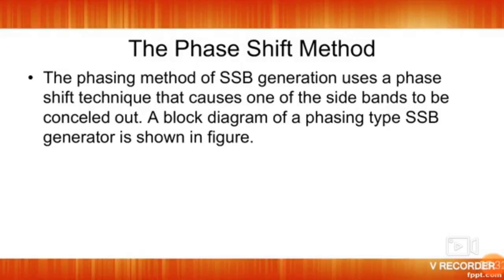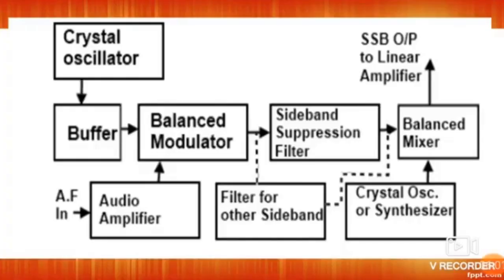The second type of SSB generation is by using the phase shift method. It uses a phase shift technique that causes one sideband to be cancelled. So here there is no need of filtering. Compared with the previous filtering method, the phase shift method is somewhat better because the design of a filter is not needed.